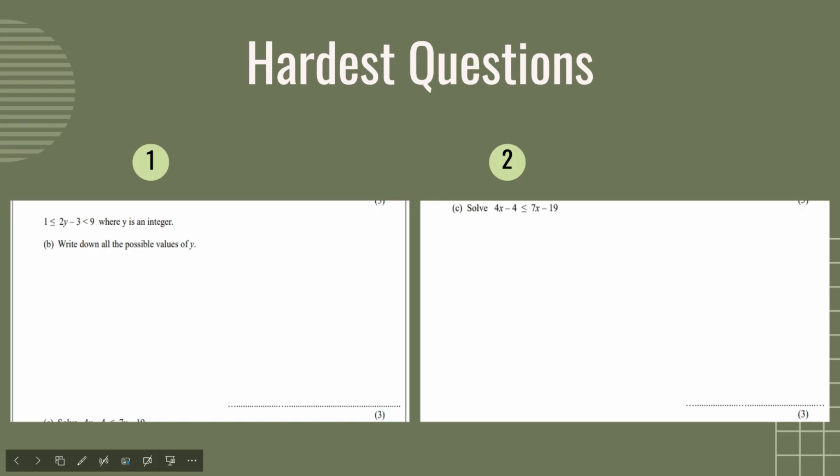Here now are probably some of the hardest exam questions you'll probably be asked on inequalities. Have a go, pause the video, and unpause when you've done. So, in question 1, it says 2y minus 3 is greater than or equal to 1, but less than 9. Write down all the possible values of y.